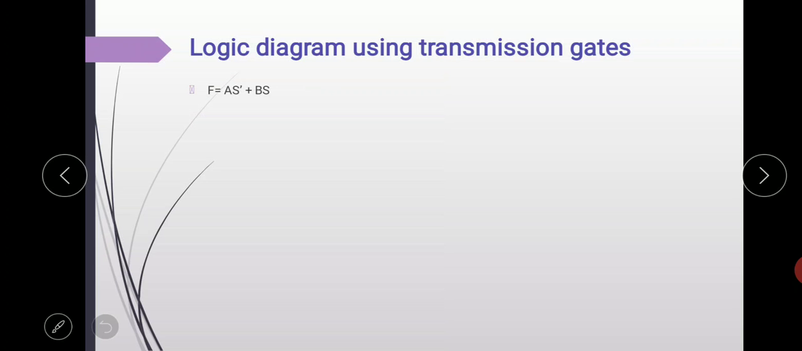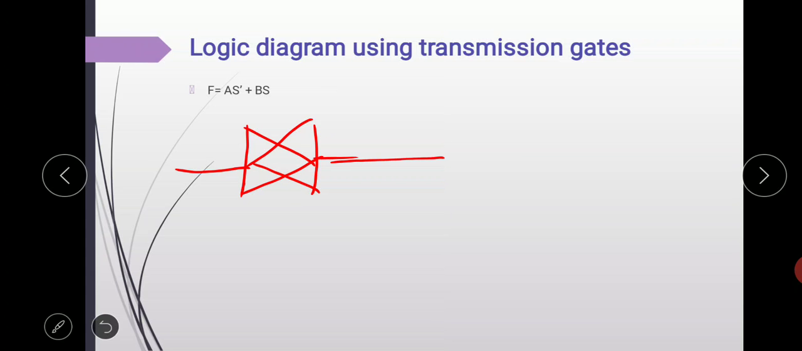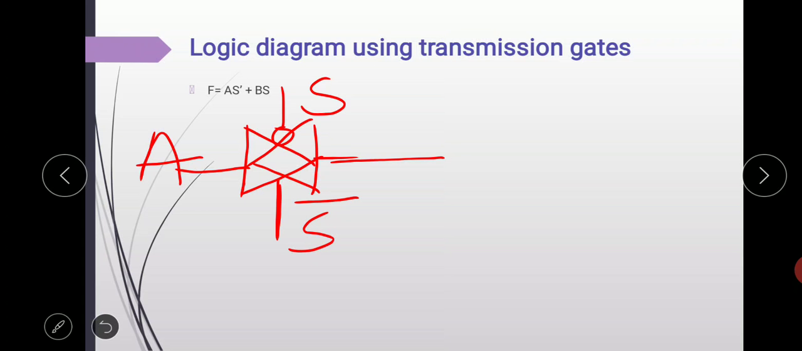So first we draw the symbol of the transmission gate. Here a bubble is given to represent PMOS and here NMOS. So here it is given A S bar. So at the input we take A and here we take S bar as the control signal. As here we take S bar, means here we write S. So at the output we get A S bar.